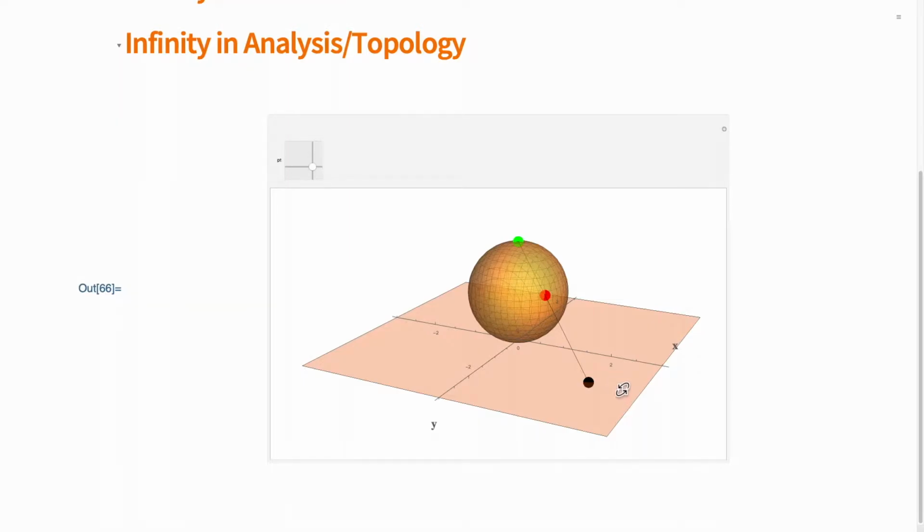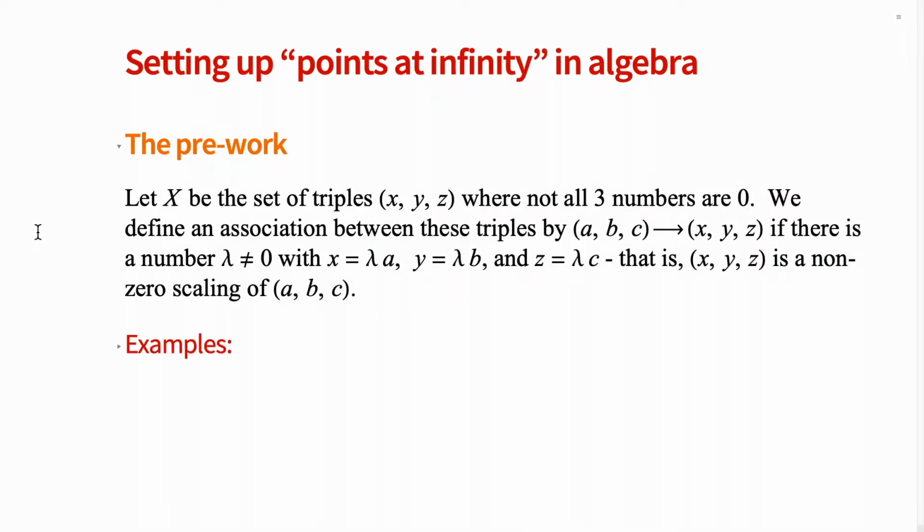Now, to go ahead and define how infinity will work for us in curves, we're going to need to do a little pre-work first. So to start that pre-work, let X be the set of triples of the form x, y, z, where not all three of those numbers are 0. So it's okay for some of them to be 0, just not all of them to be 0.